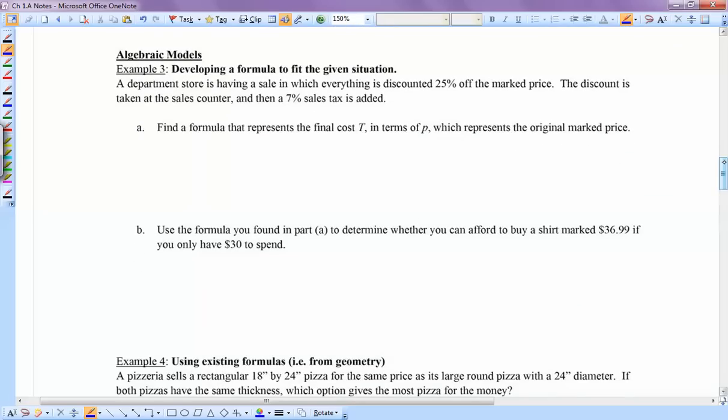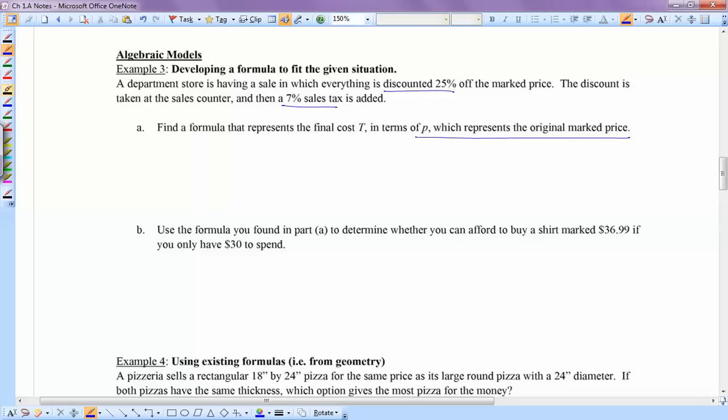Down here now, instead of just looking at data, so numerical methods, we're going to try an algebraic method. That means trying to come up with a formula first. In this problem, everything is discounted 25%, and the discount's taken at the sales counter, and then after the discount, you add 7% sales tax. So find a formula that represents the final cost T in terms of P. P is the original price.